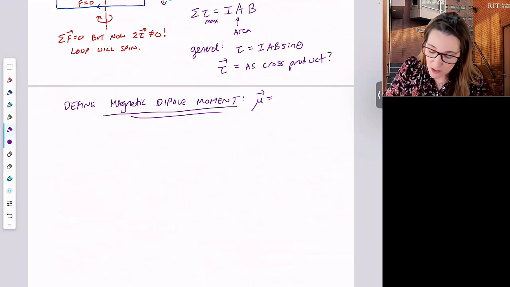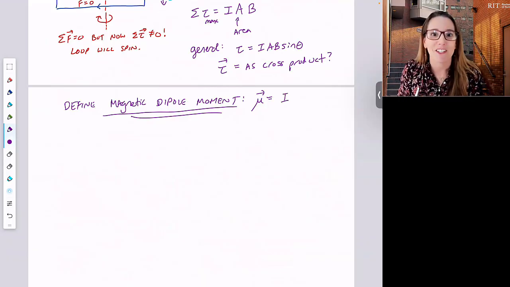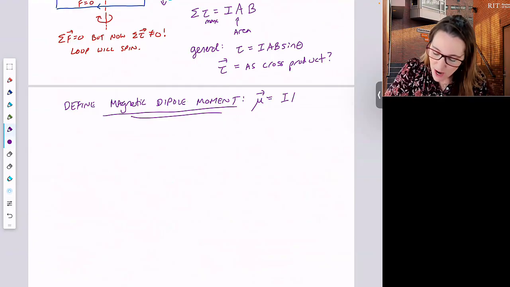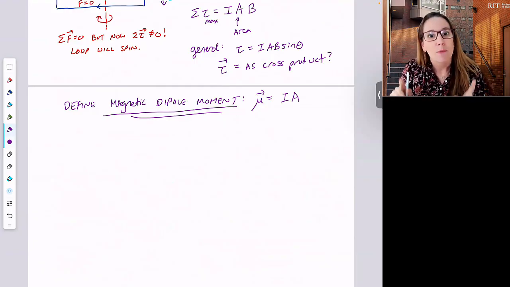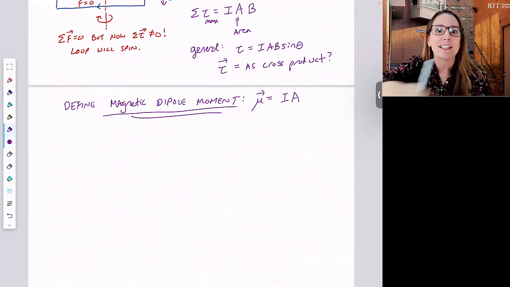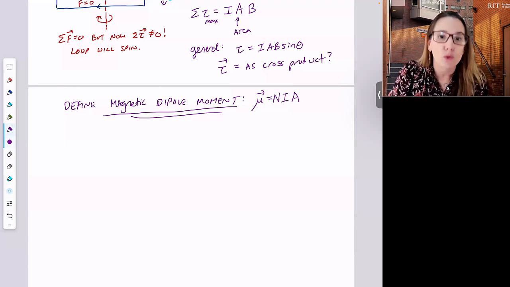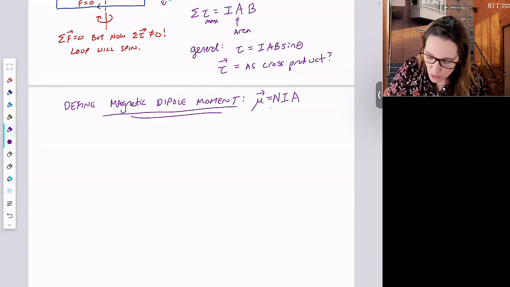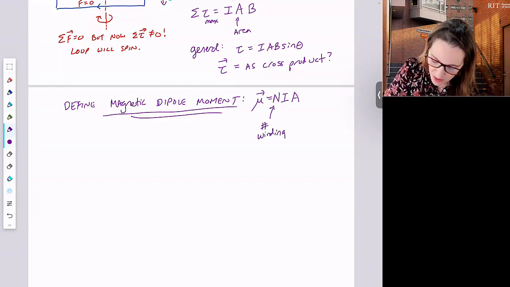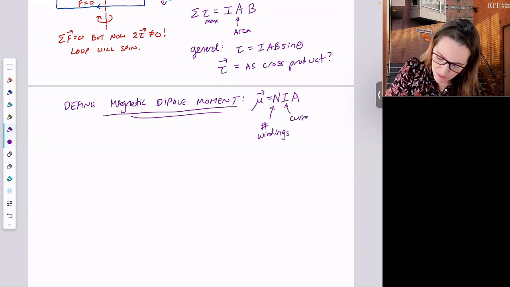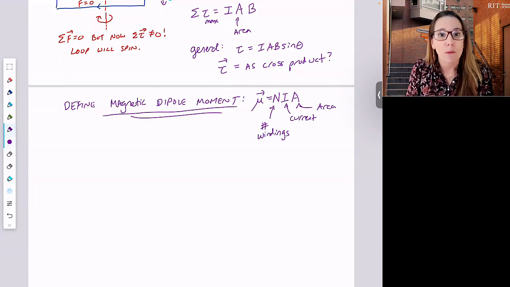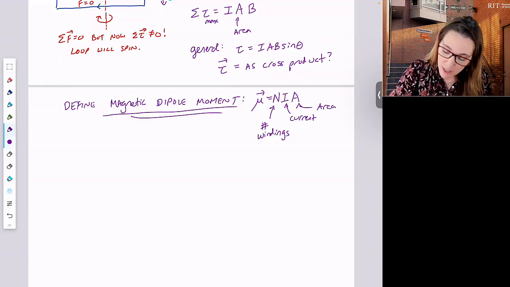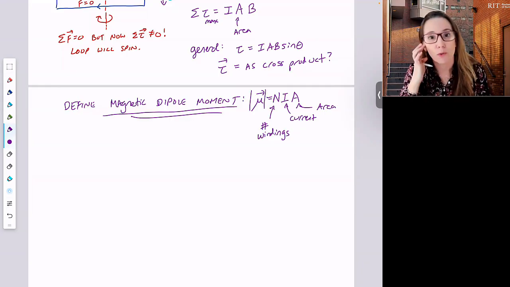How much current does it carry? I'm going to leave a little space there because I'm going to add in something soon. How much area it has, but then also how many windings. I did a single loop, but imagine that I had 2 or 3 windings of my coil, then I would have that. So this is the number of windings, this is my current, and A is my area. So that's now my magnetic dipole moment, where that's the magnitude of it.